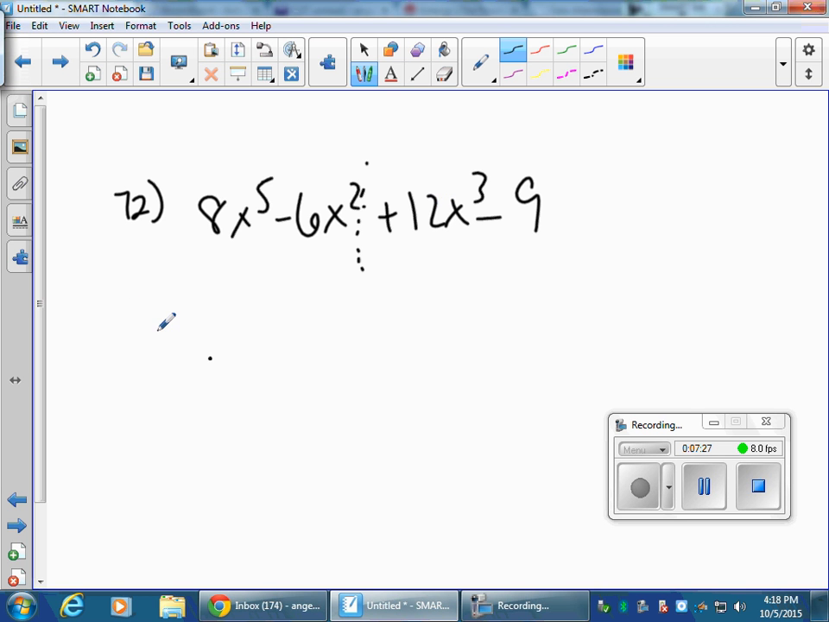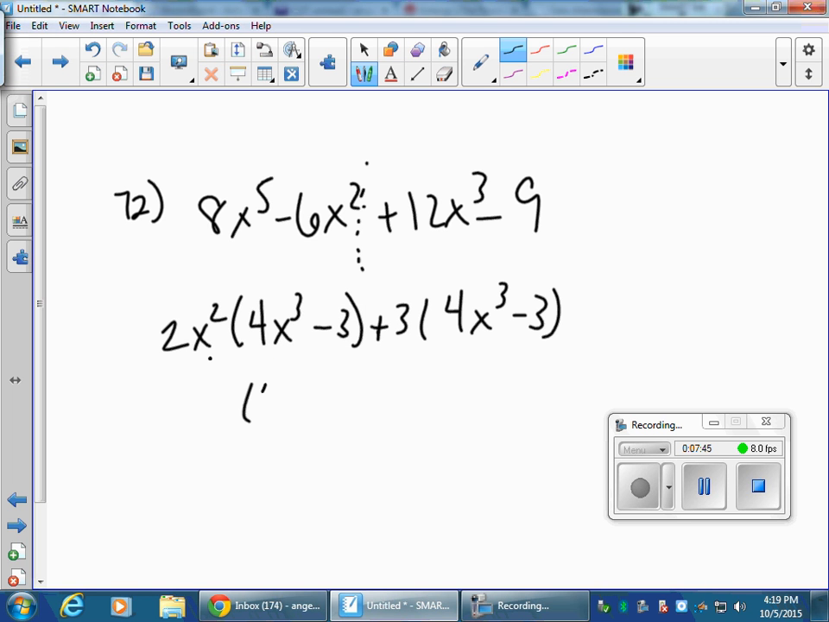Okay, out of the first two, I'm going to take out a 2x squared, and that would leave me with 4x cubed minus 3. And now the last two, I'm going to take out a 3, and that leaves me with 4x cubed minus 3. So my common factor would be 4x cubed minus 3, and my other factor would be 2x squared plus 3, and that is completely factored.